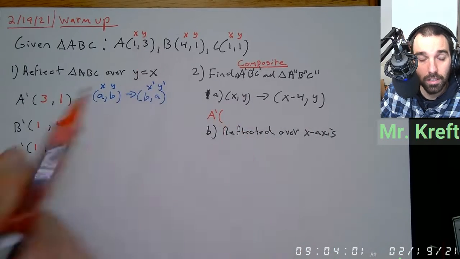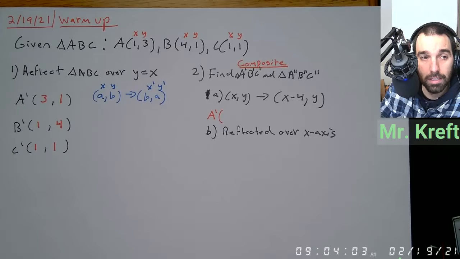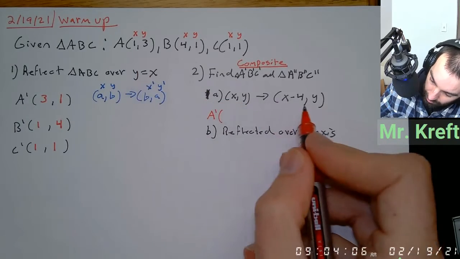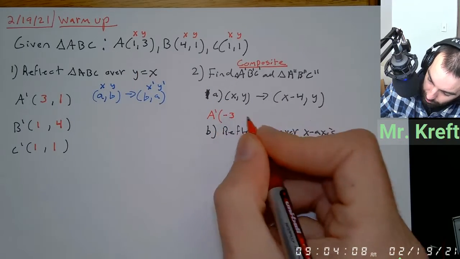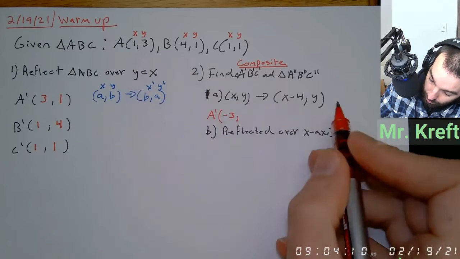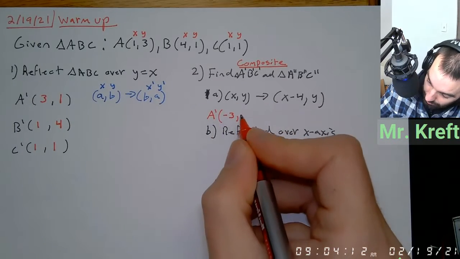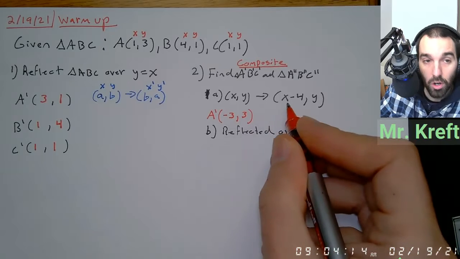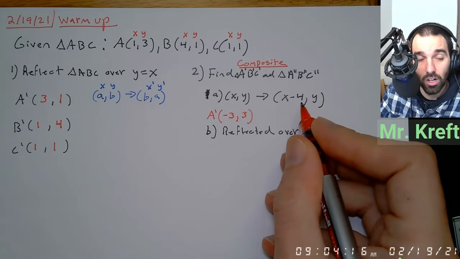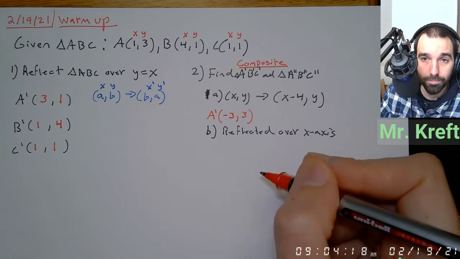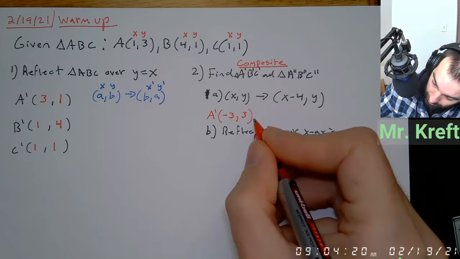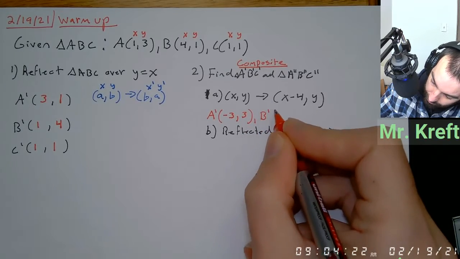So if I plug in A here, what I'm going to get is 1 minus 4, so that's negative 3. And then I'm going to get 3, and then nothing happens. So that 3 stays the same. So all of this is doing is moving all the points left 4. Okay. So then I'm going to get B prime.